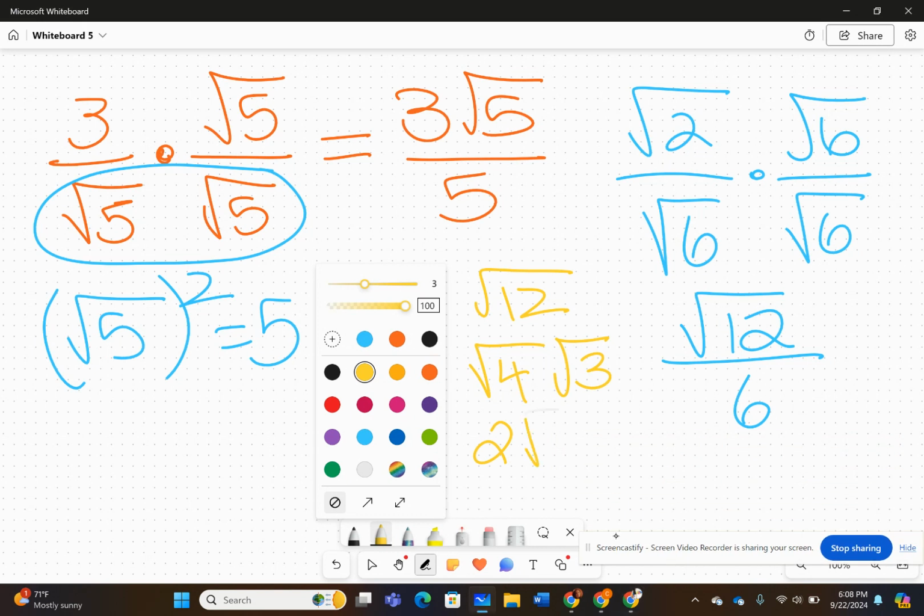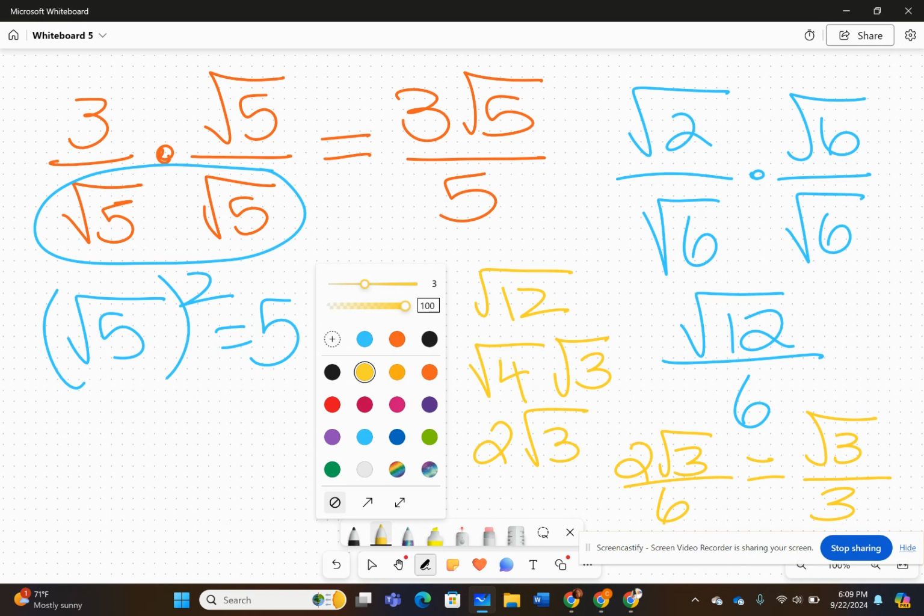And the square root of 3 stays. So you end up with 2 radical 3 over 6. 2 radical 3 is simplest form for a radical, but not simplest form for a fraction. So you have to simplify the fraction to 6, which simplifies to 1/3. So you get radical 3 over 3. You can always use the calculator to help you simplify your fractions.